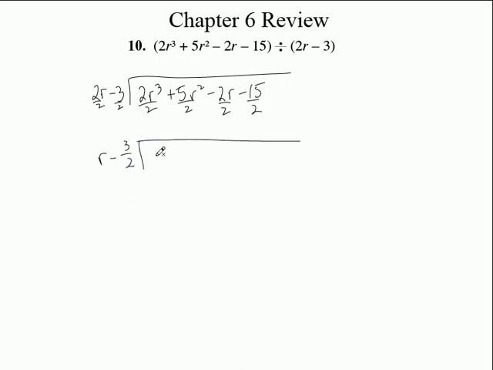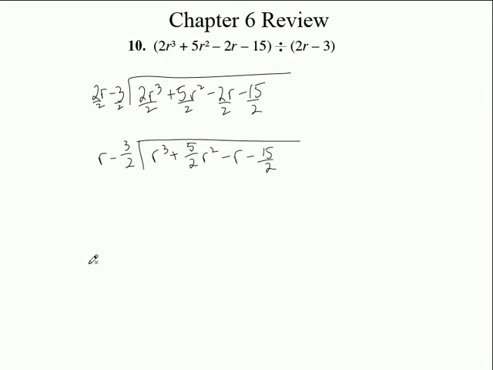And then inside of here is just going to be r cubed plus 5 halves r squared minus, that 2 over 2 goes once, so that's just an r, minus 15 over 2. Now this is what we're going to do as our division problem. Now it looks even worse than what we started with, but using synthetic division, this really works out really nice.